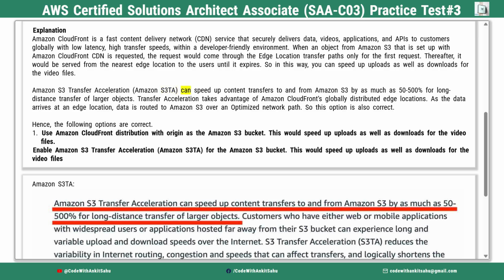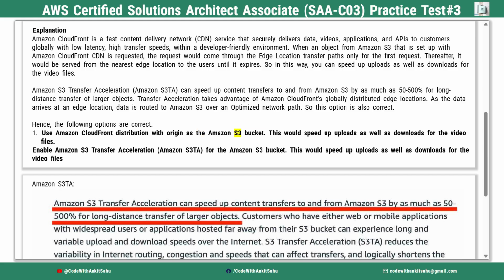Amazon S3 transfer acceleration, Amazon S3 TA, can speed up content transfers to and from Amazon S3 by as much as 50 to 500% for long-distance transfer of larger objects. Transfer acceleration takes advantage of Amazon CloudFront's globally distributed edge locations. As the data arrives at an edge location, data is routed to Amazon S3 over an optimized network path. So this option is also correct.